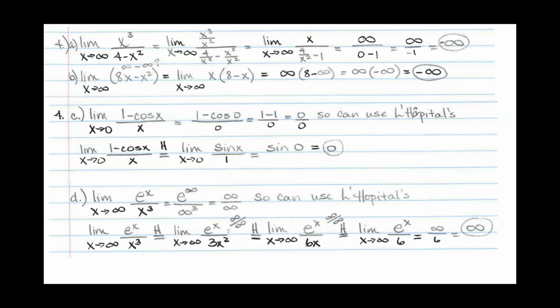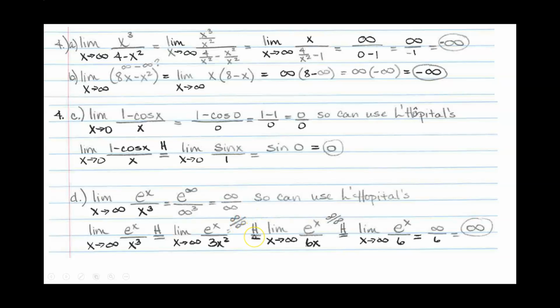All right, then look at the next one. The limit as x approaches infinity of e to the x over x cubed. If I plug in infinity, I'm going to get e to the infinity over infinity cubed, or infinity over infinity. So I can use L'Hopital's. And so remember to write your capital H every time you use L'Hopital's. So the derivative of e to the x is e to the x, and the derivative of x cubed is 3x squared. If I plug in infinity, I get e to the infinity, which is infinity, and 3 times infinity squared, which is also infinity.